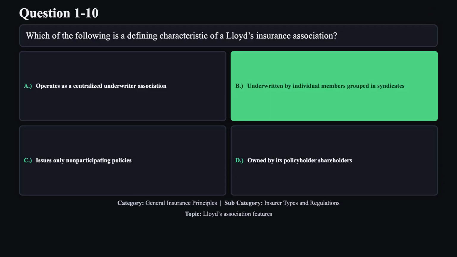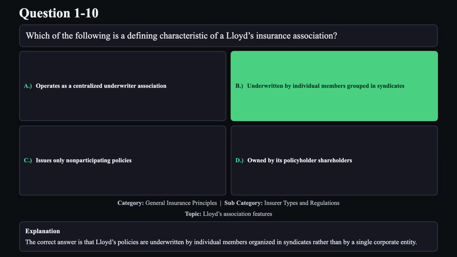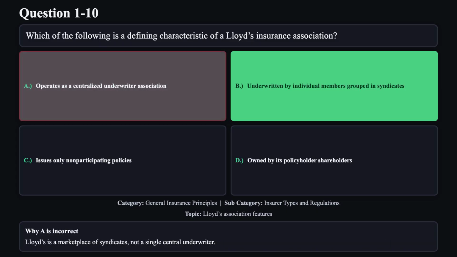The correct answer is B. The correct answer is that Lloyd's policies are underwritten by individual members organized in syndicates rather than by a single corporate entity. Reason A is not correct. Lloyd's is a marketplace of syndicates, not a single central underwriter.